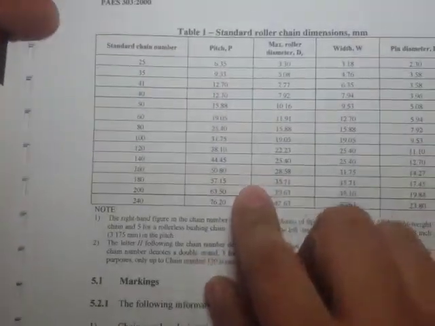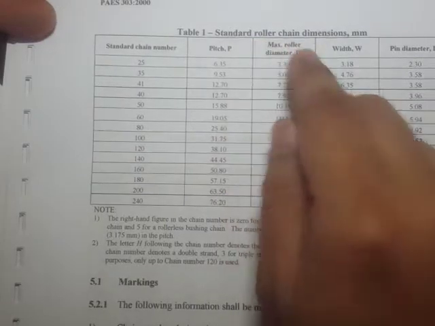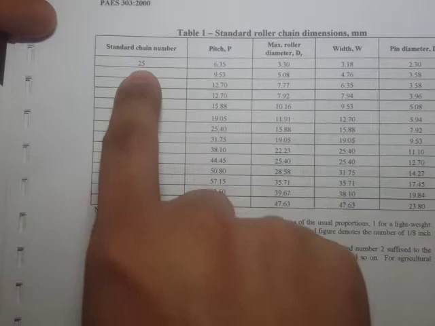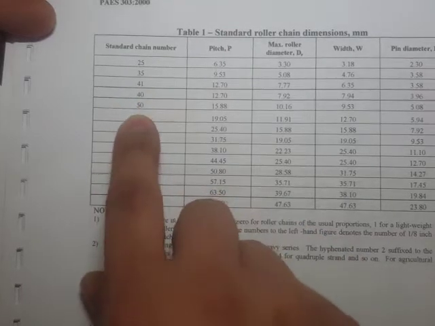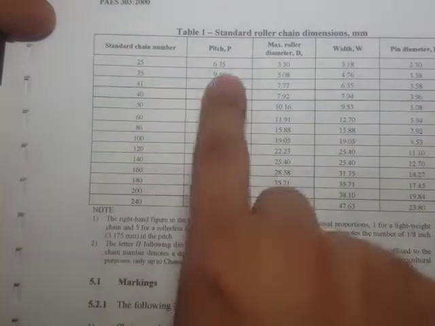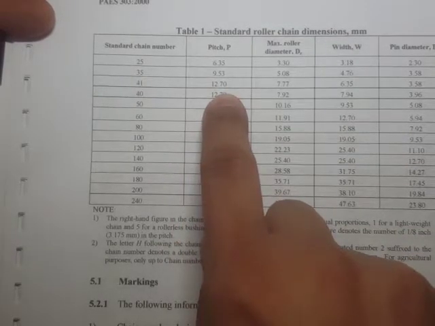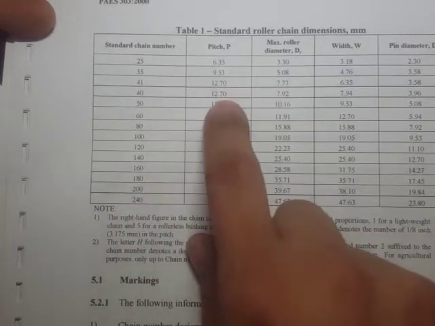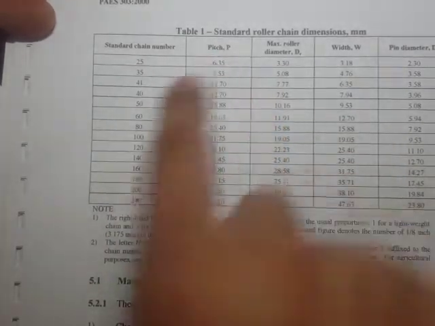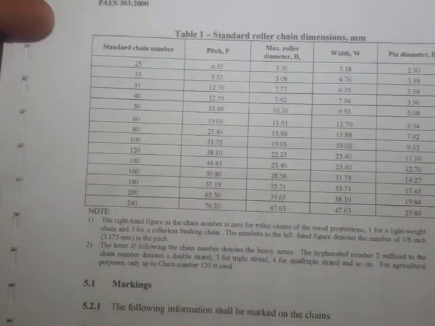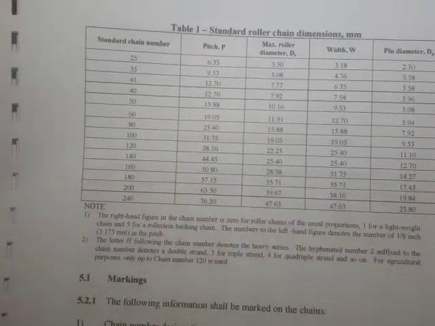For table 1, it's the table for standard roller chain dimensions. We have here the standard chain number, so if it is RC25, RC40, RC50, what's the pitch? If we want to convert the chain length or the center distance in terms of pitch to the unit of lengths, then we will need this table. Okay, so that's the standard roller chain dimensions.